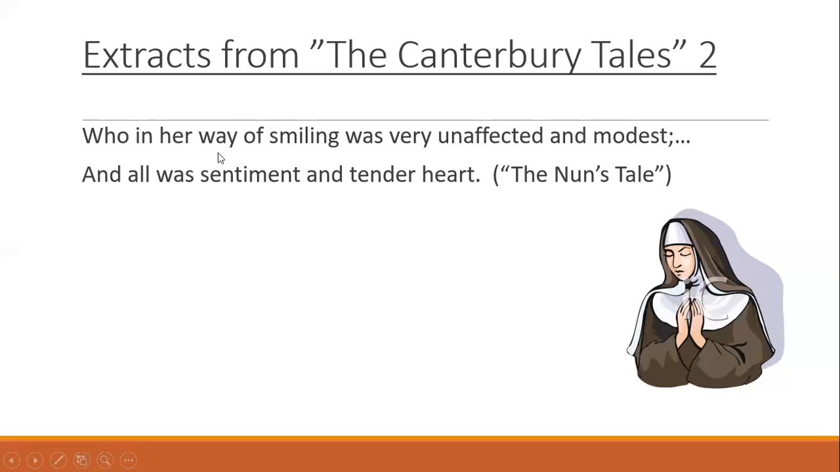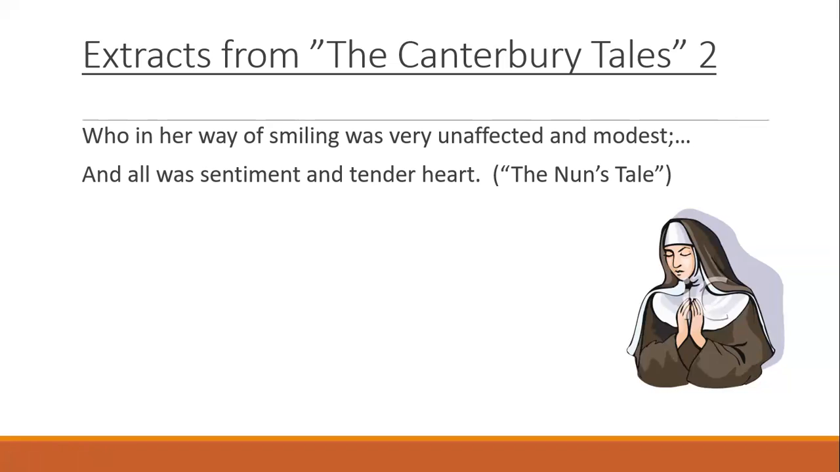If you look closely, we have the word sentiment and we have a tender heart. Do you know the meaning of the word sentiment? When I say sentiment, it means feelings of love, or feelings in general. When I say she's sentiment, she has some feelings of love. But she's a nun, she's not supposed to have these feelings of love for men or for anyone. She's supposed to only dedicate herself to church, but no, she's sentiment. She has feelings of love.